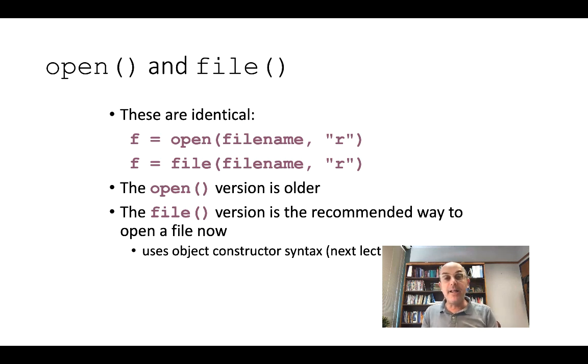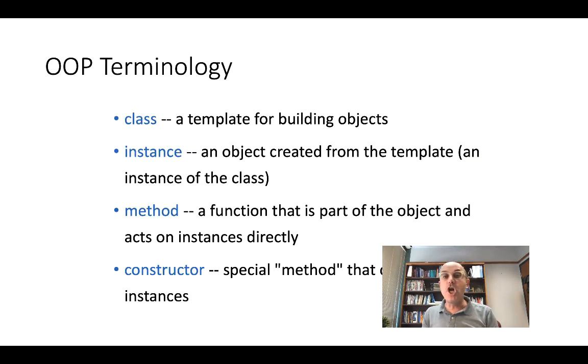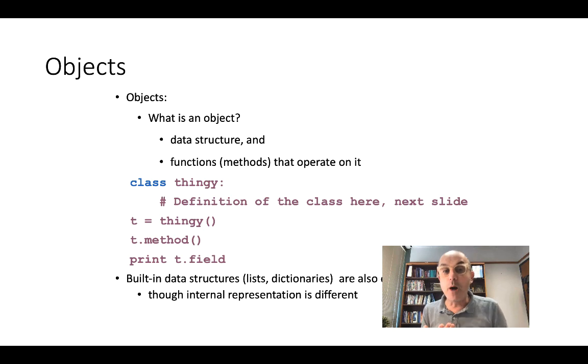The open function and file functions are part of the terminology that we are going to use. We did not talk yet about classes as a building object, instances as an object created from a template. A method is a function that is part of the object and acts directly, and a constructor is a special method that creates a new instance. So what is an object?